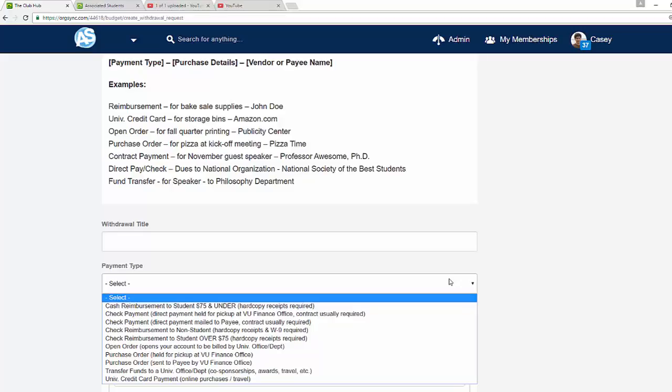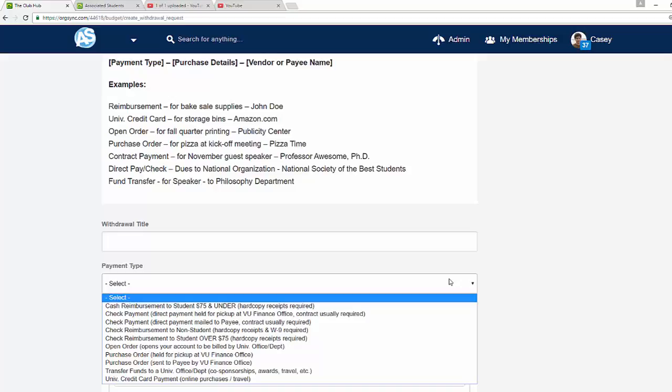This video will explain all of the various types of payments clubs can request when spending their funds. This can admittedly be pretty confusing, as different payment types are better suited for certain kinds of transactions, and it all involves terms you might not be familiar with.